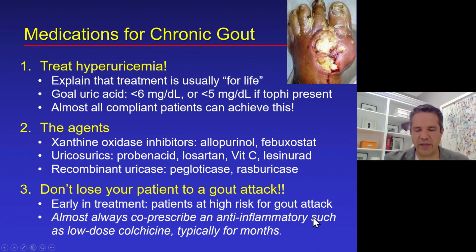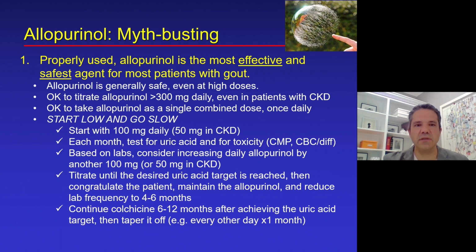You don't want to lose your patient though. So if you treat them and the uric acid levels drop precipitously, you can actually cause an attack. So you're going to almost always, unless there's some good reason not to, co-prescribe some sort of anti-inflammatory, colchicine being the best. Daily colchicine for months while you're getting the patient to a normal uric acid level, a target uric acid, and maintain them there, and then peel away the colchicine.